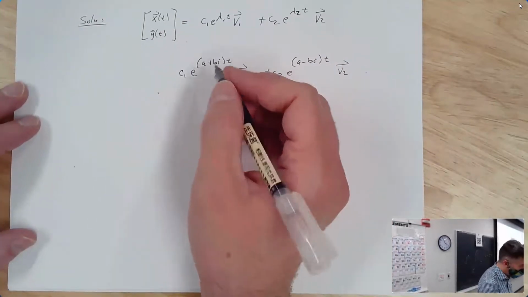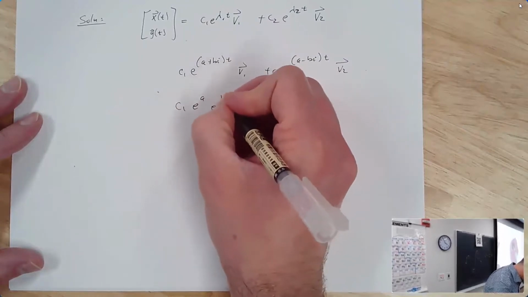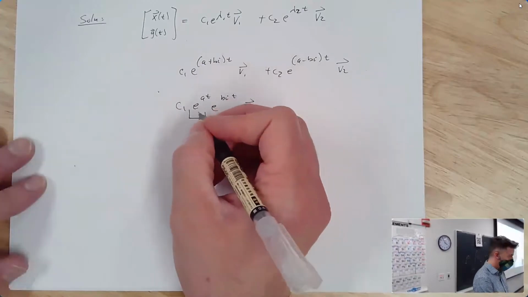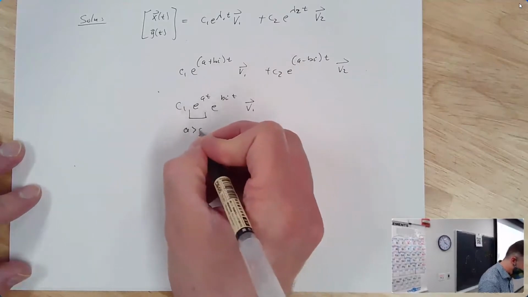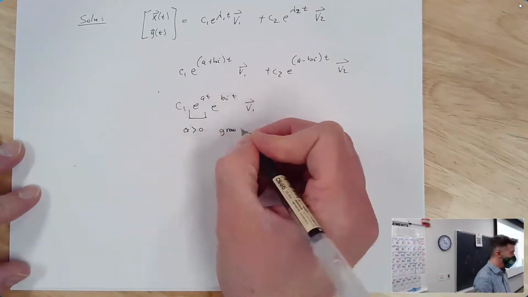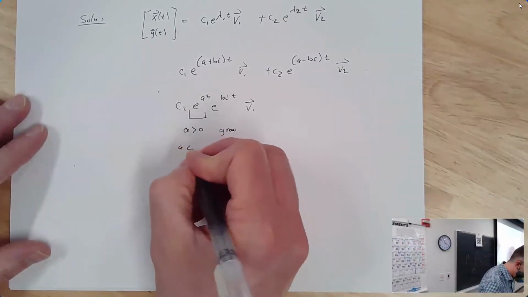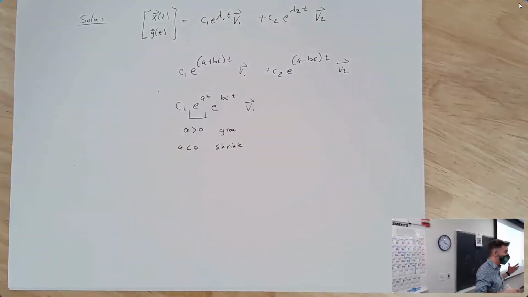And normally what happens is, I'm just going to talk about this part for a second. This part here makes it either grow or shrink, right? If a is positive, this grows the value. It's going to get bigger and bigger and bigger as time goes on. And if a is negative, this shrinks the value. That's why we get instability when the real part's positive, because the values are getting larger and larger. We get stability when the real part's negative, because the values get smaller and smaller.